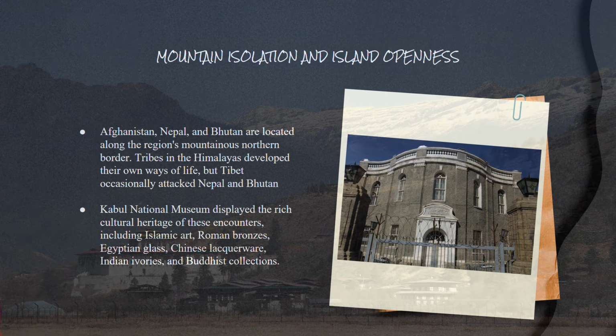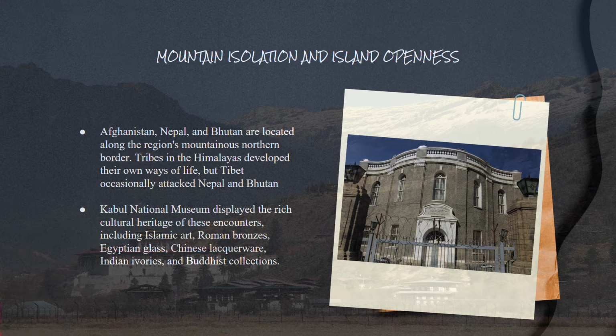Mountain isolation and island openness. Afghanistan, Nepal, and Bhutan are located along the region's mountainous northern border. Tribes in the Himalayas developed their own ways of life, but Tibet occasionally attacked Nepal and Bhutan.